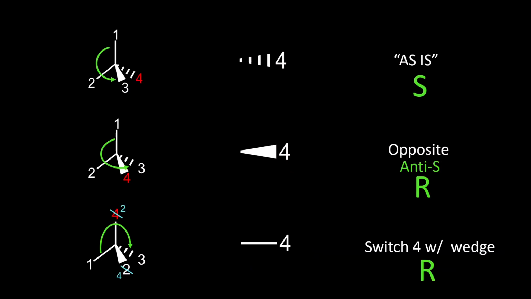So just a little recap review. If you have the 4 being a dash, draw the circle, leave it as is. If you have the fourth priority on a wedge, it's anti, do the opposite. That's your answer. If your fourth priority is on a line, simply cross out your 4, cross out whatever number is on your wedge, switch them, draw your arrow, and you will have the correct configuration.